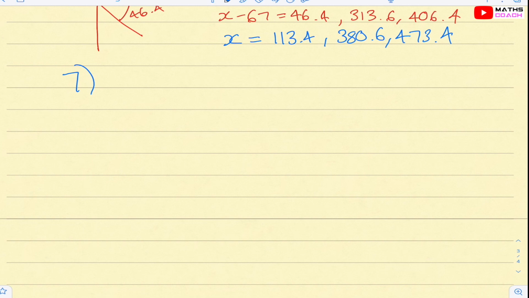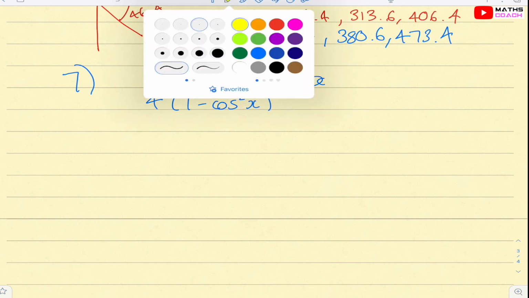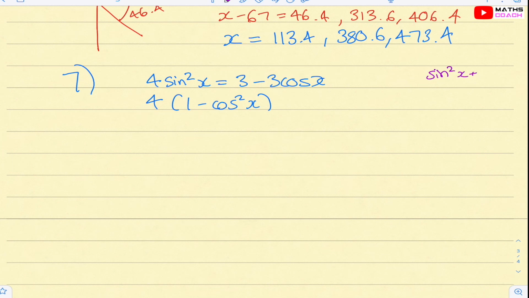So when you have 4 sine squared x equals 3 minus 3 cos x. Now, for me personally, I would start with the left-hand side because obviously my end goal is to get everything in terms of cosine. So let's manipulate this side over here. So we're going to have 1 minus cos squared x. A quick gentle reminder: we have sine squared x plus cos squared x is equal to 1. So if we want to find what sine squared x is, it's 1 minus cos squared x. Okay, so just plugging that in. So 3 minus 3 cos x.